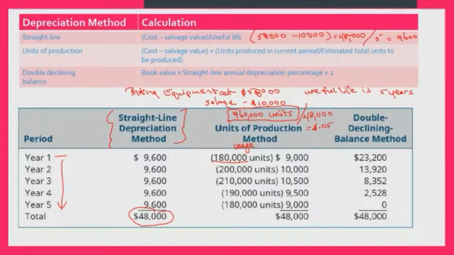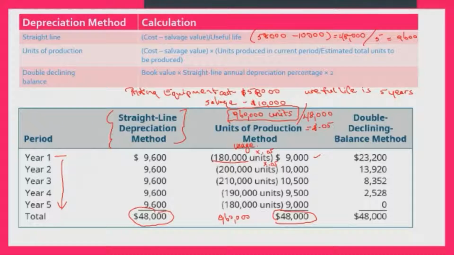So if we have 180,000 units being produced, how much is the depreciation expense? 180,000 multiplied by 0.05 gives us 9,000. Year 2, 200,000 units were produced. 5 cents per unit is the depreciation expense, and so forth until the depreciated value comes back down to the book value. And if you check the units, you will realize it is 960,000. So the equipment has used up its lifetime, right?